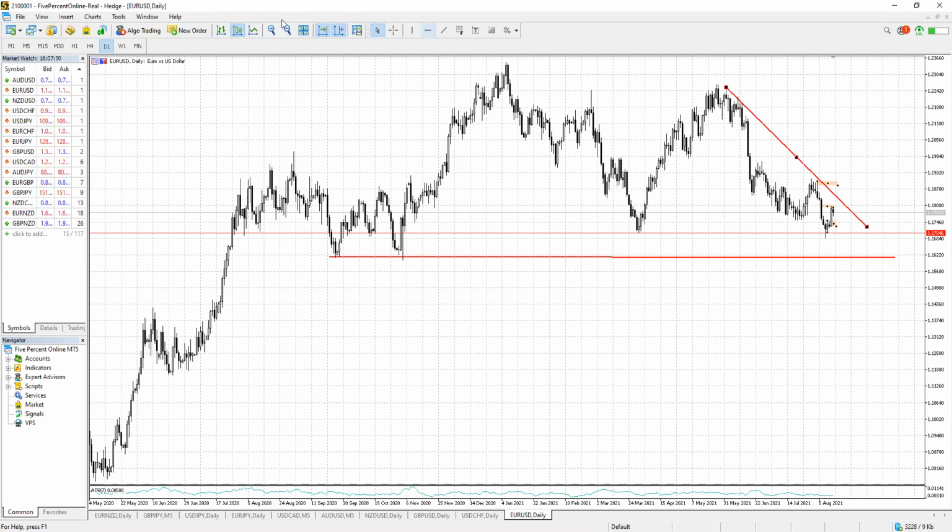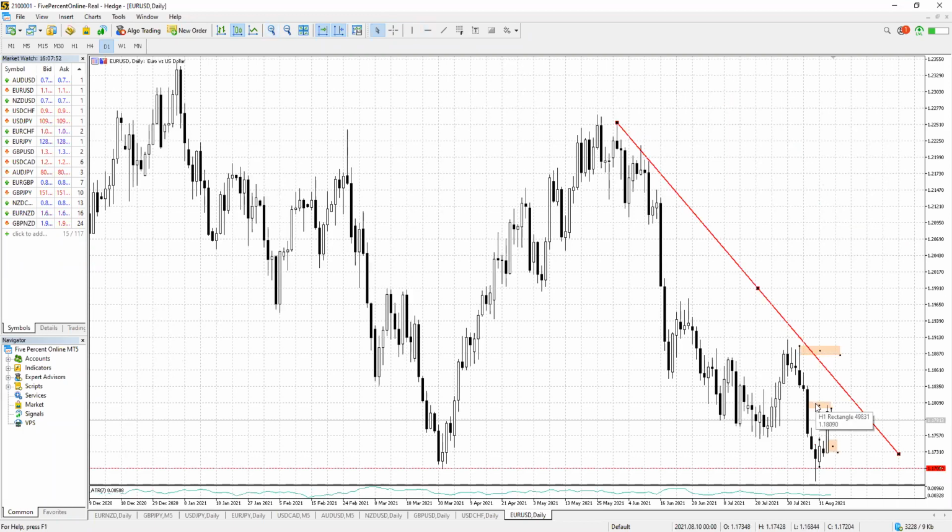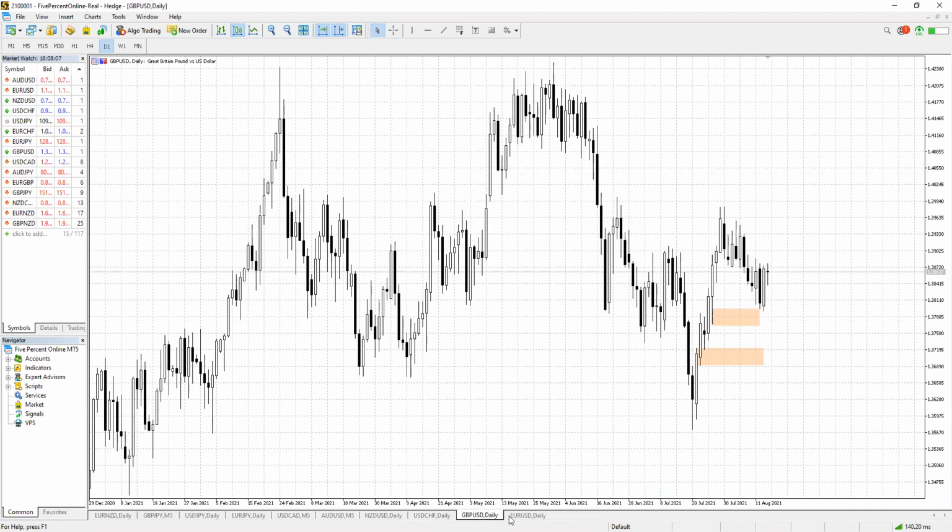I'm bullish biased on this market, but I will be selling as we go higher and I see clear supply areas like that one. I will be willing to sell this market, but long term bullish. Let me go to the pound dollar, and here the pattern is much clearer than the Euro USD.